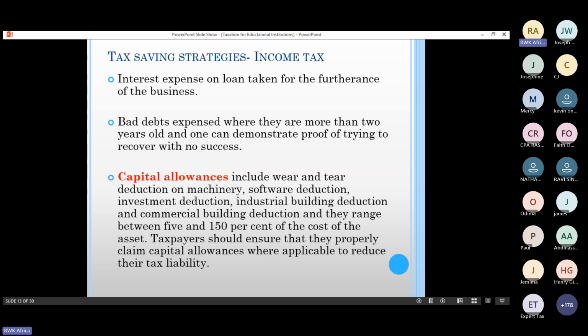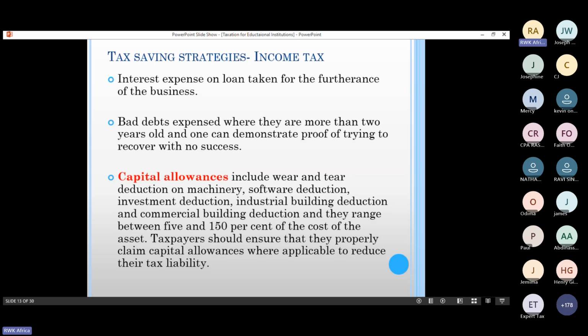And also you should have a board resolution that the board met on this day and they decided that this debt should be written off since it has been there for the last 5 years and you have tried all the ways to collect the amount, but there is no success. So at the end of the day, when KRA comes to audit you, they want to see proof that you tried recovering this debt to no success.